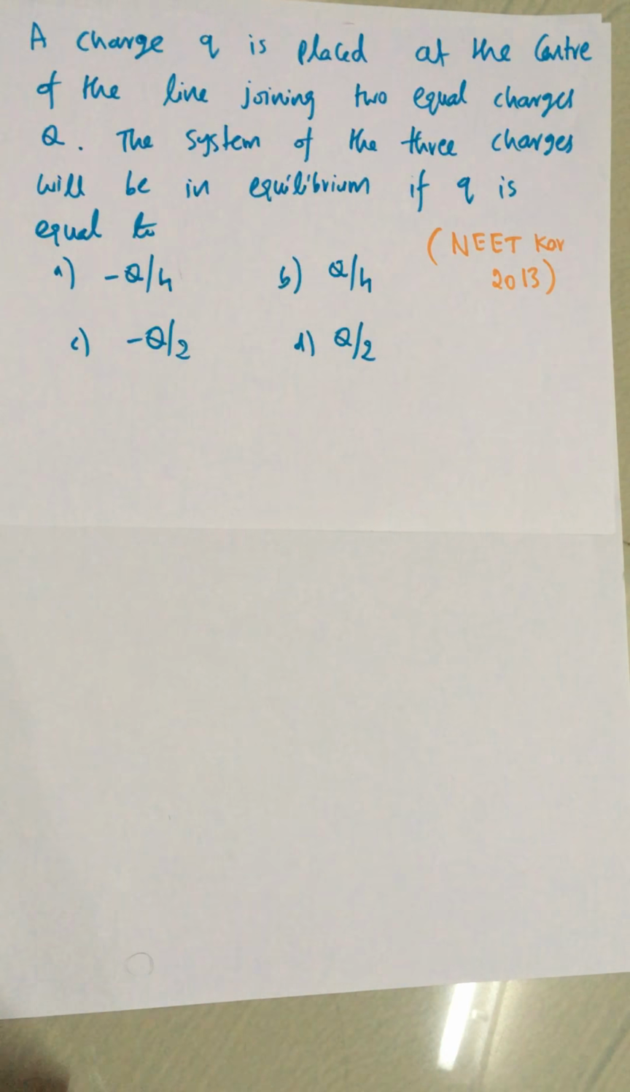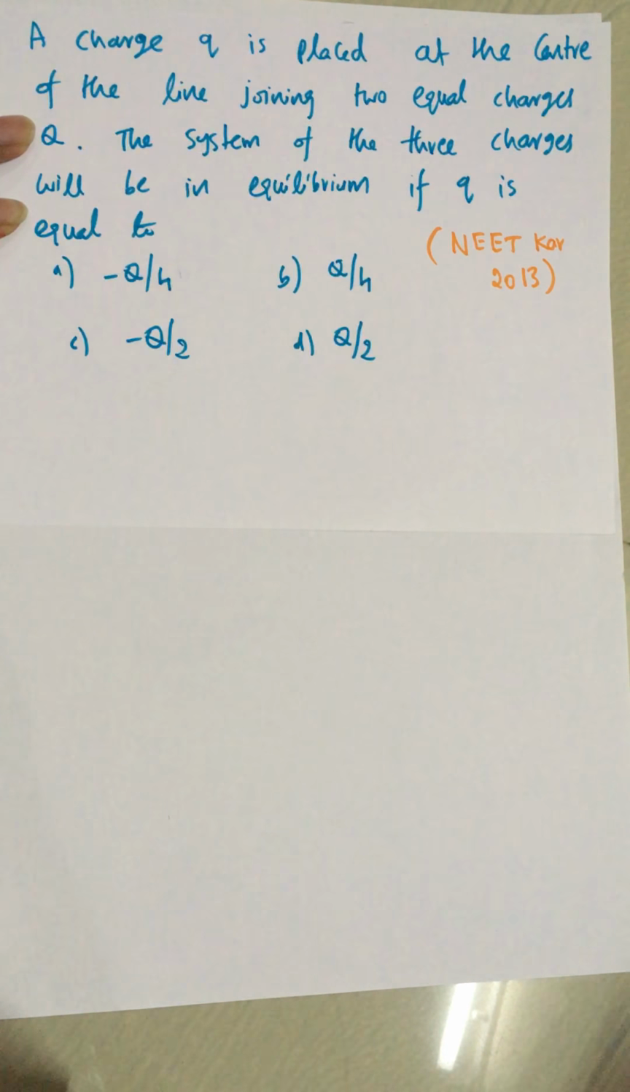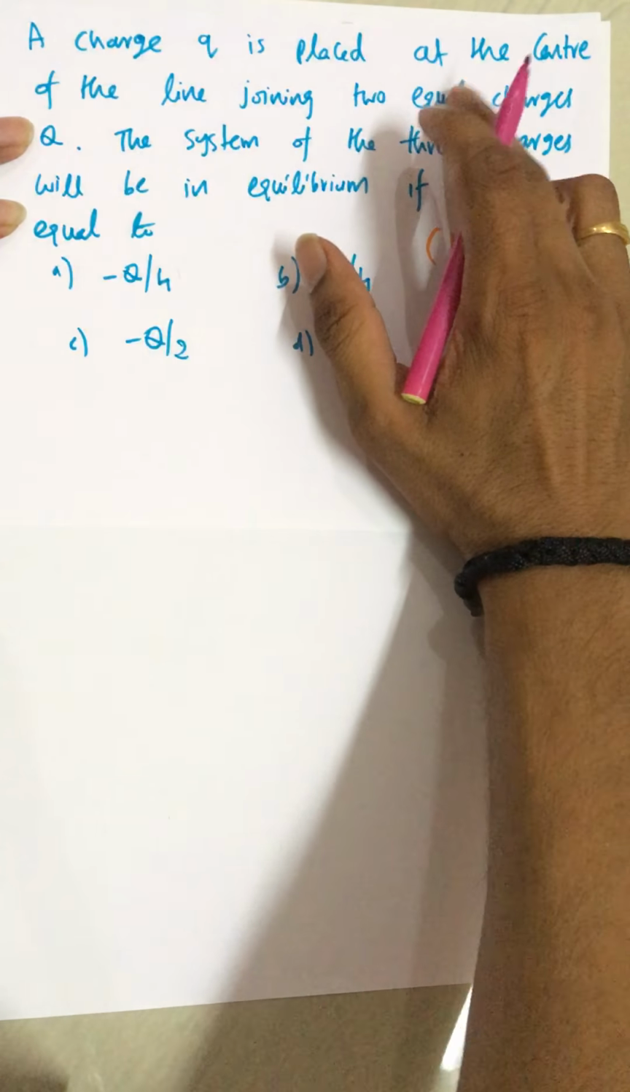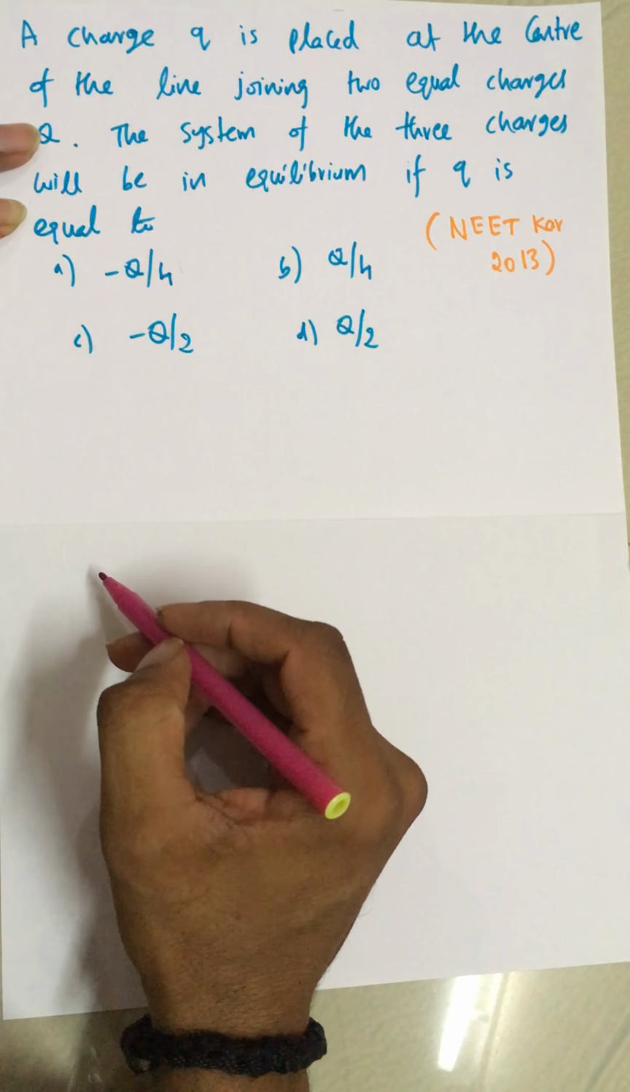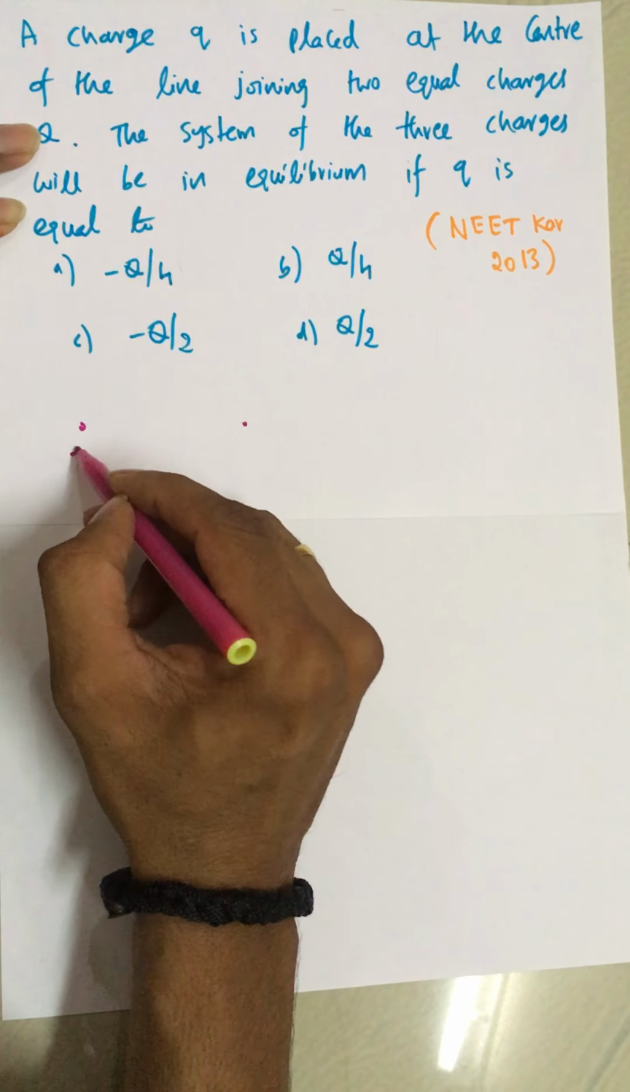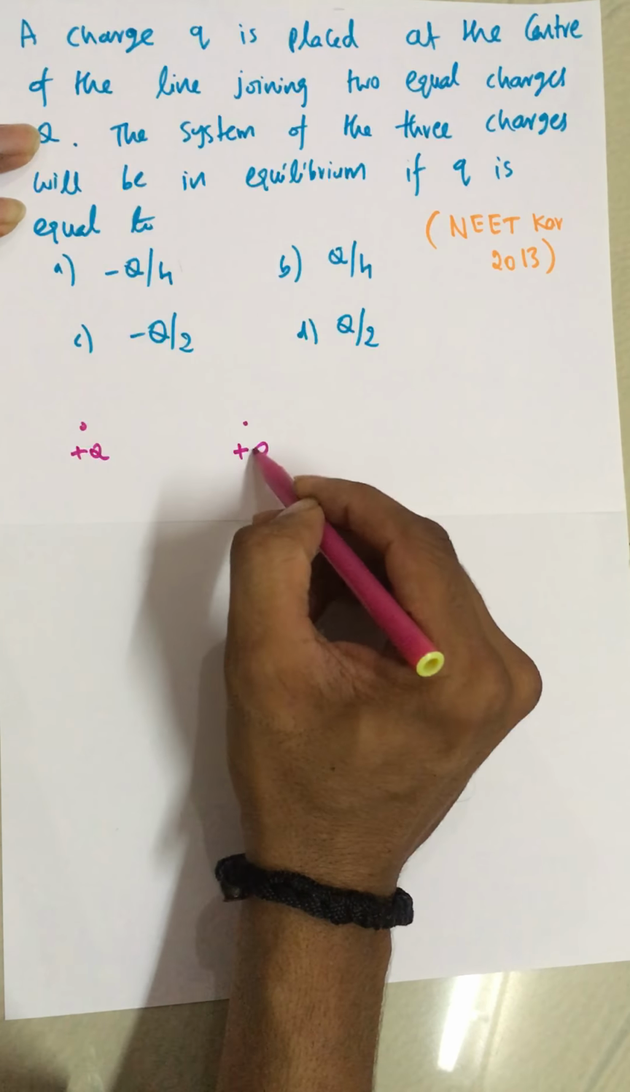Here is a question about equilibrium of charge, and we will solve this by using Coulomb's law. A charge Q is placed at the center of line joining two equal charges Q. So there are two equal charges. One is plus Q, another one is also plus Q.